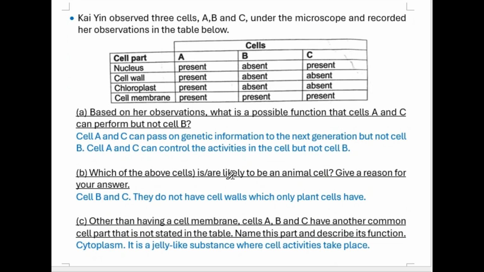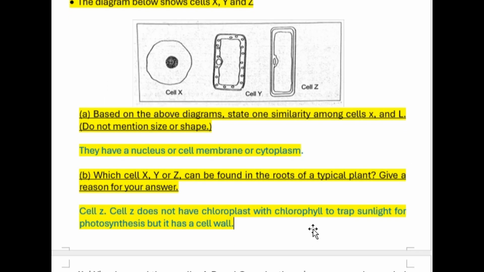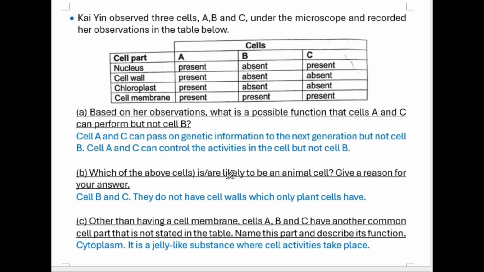Kai-In observed 3 cells, A, B, and C, under the microscope and recorded her observations in the table below. Based on her observations, what is a possible function that cells A and C can perform, but not cell B? Cell A and C can pass on genetic information to the next generation, but not cell B. Cell A and C can control the activities in the cell, but not cell B.